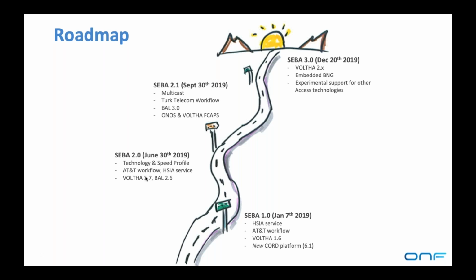You have one working workflow, one working service with QoS, with per subscriber bandwidth. And if Volta 2.0 or 2.x focuses just on this, what we release in SEBA 2.0, that is a huge step forward, I think, for Volta 2.x, right? And it doesn't have to worry about multi-T-count. It doesn't have to worry about, say, multicast, right?